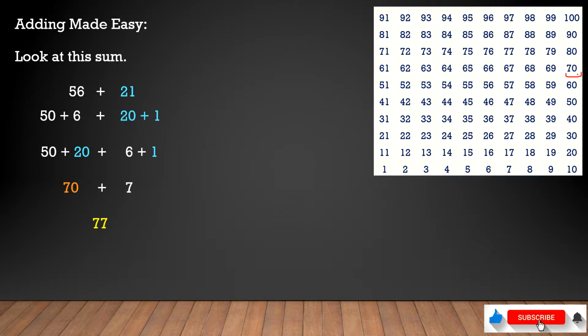Again I am repeating: we want to add 7 to 70, so we have to count 7 steps after 70. This is our first step, second, third, fourth, fifth, sixth, seventh. So this is our 7th step. Finally we get 77. So here's our answer.